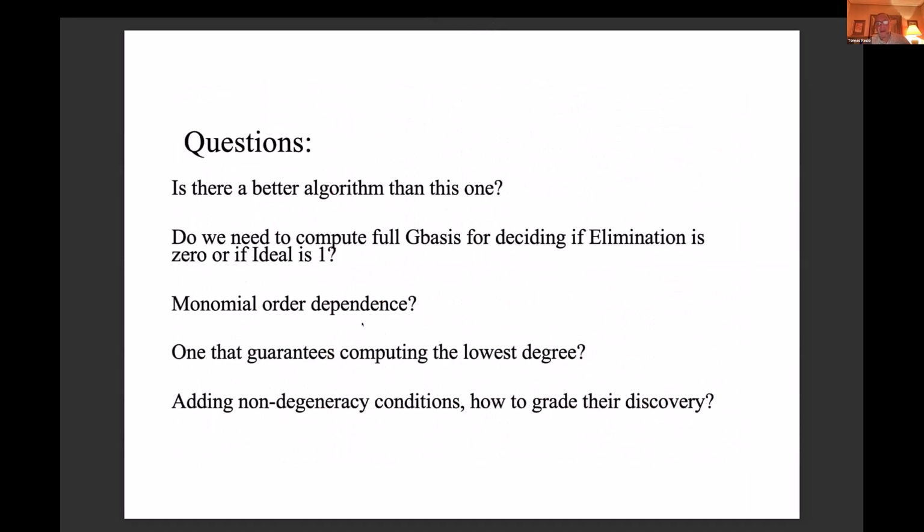Okay, so let me finish with some questions for Maple programmers. Is there any better algorithm than this one? The one I did, computing the Gröbner basis and then computing the expression of the thesis in terms of the Gröbner basis, and then every element of the Gröbner basis in terms of the given generators? Do we need to compute the full Gröbner basis for deciding if some ideal is 1, the proof by contradiction? How can I guarantee that I am computing the lowest degree?